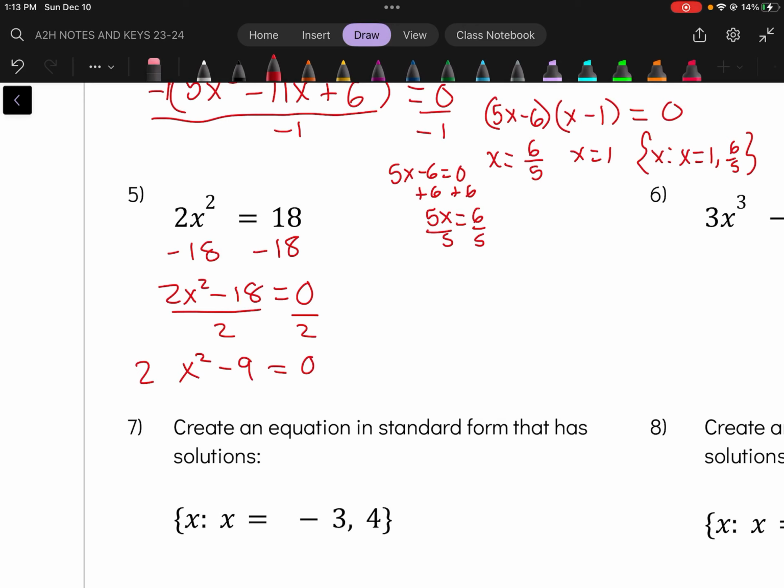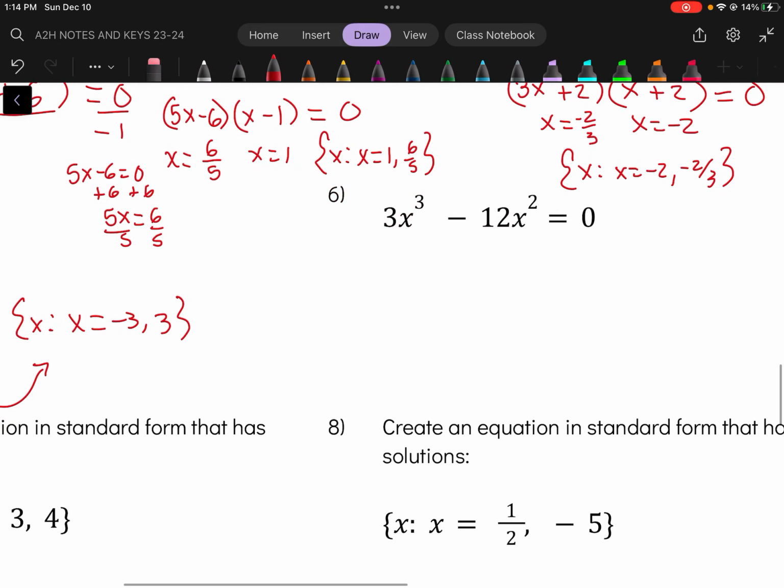Again, if you didn't, you would be left with this 2, right? It doesn't really come into play, though, right? So that 2 can never be 0. It's not related to the solutions. It divides out in either way, right? So it's kind of up to you where you do that, okay? And you get x equals negative 3 and 3. And we'll just put that in set notation, okay?